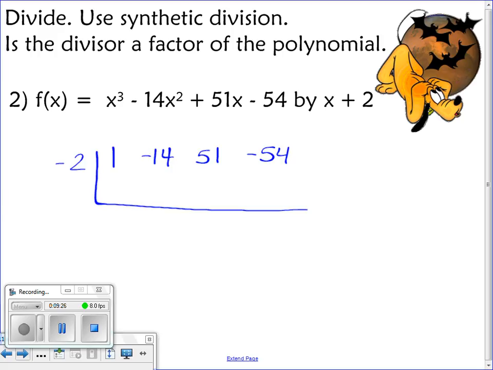What's my very first step in setting this up? Drop the 1 down. We multiply negative 2 times 1. Let's go slow enough so everybody can keep up, okay? I know some of you have got this already. Then we're going to add. What's negative 14 plus negative 2? It's negative 16. And we're going to multiply negative 2 times negative 16. It's positive 32. And we're going to add. And we're going to multiply negative 2 times 83. And then we're going to add those together.